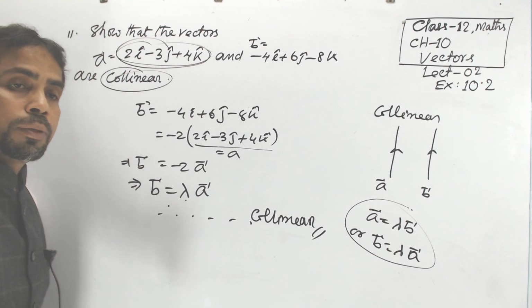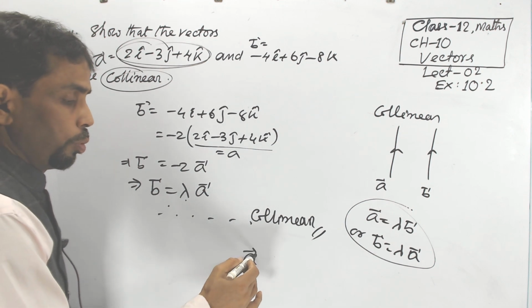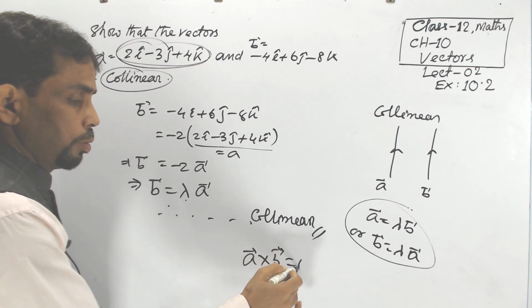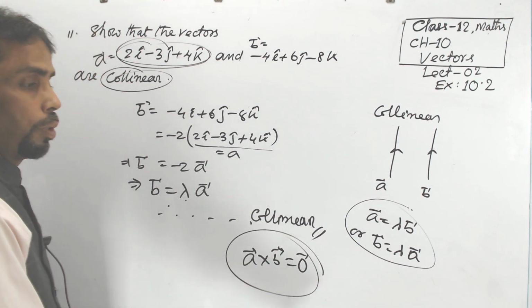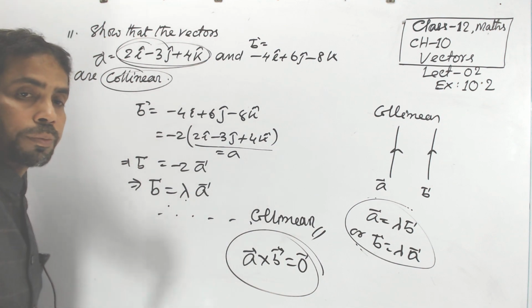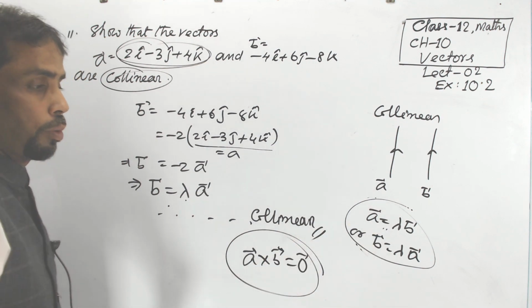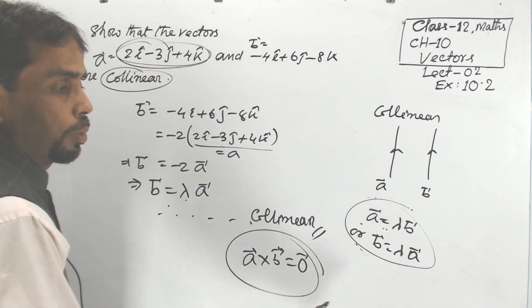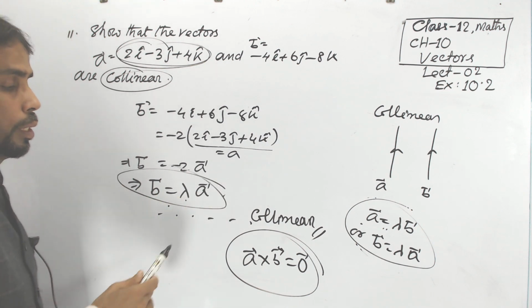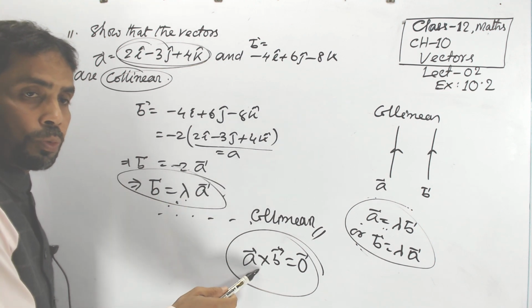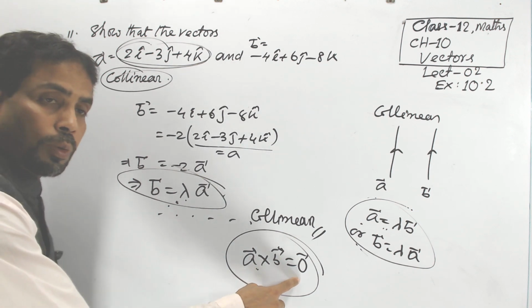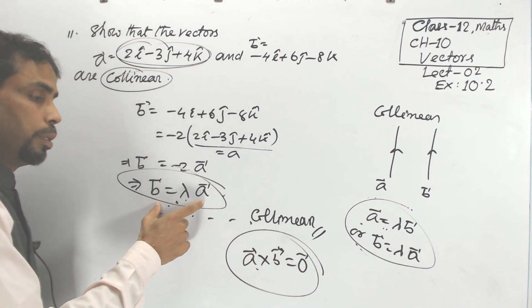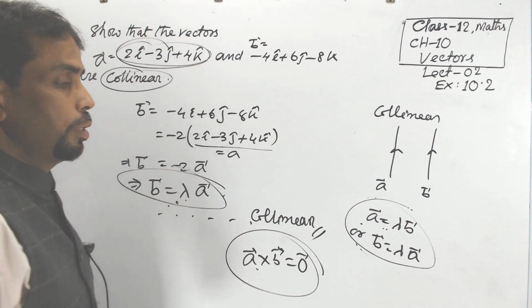And for collinearity, another condition is there. If we prove the cross product equal to 0, then also the vectors are collinear or parallel. We can use this, or this scalar condition also, that is, A equal to lambda B or B equal to lambda A, which we have done here. Either by this, or we can show the cross product of the two vectors equal to 0. If the cross product is 0, the vectors are collinear or parallel.